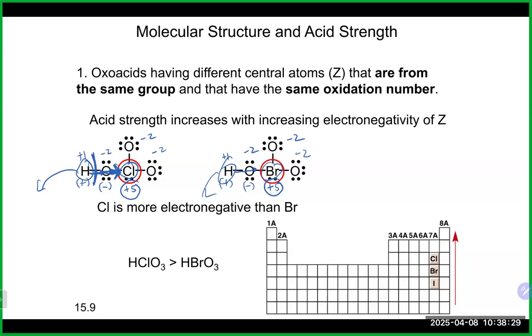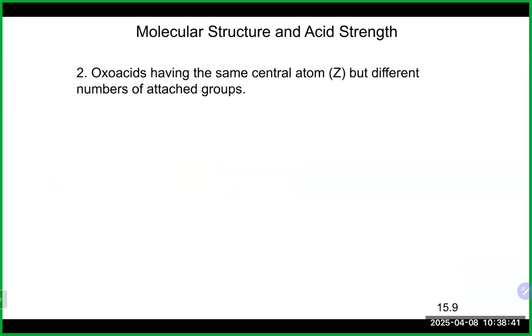So if you have a central atom with the same oxidation number, usually that means they pretty much have the same stuff attached on the outside. You want to look at electronegativity. The one that is more electronegative is a stronger acid.